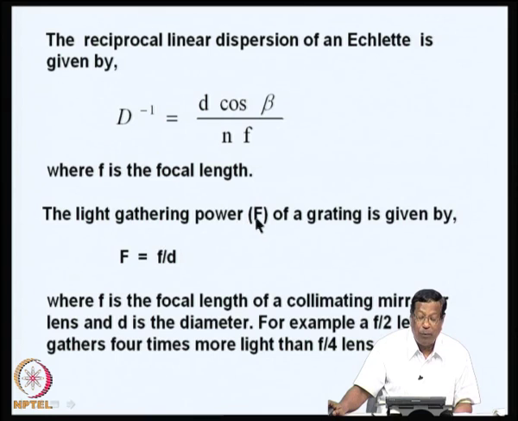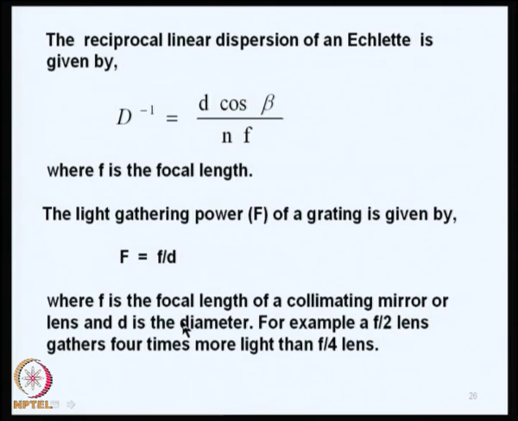So, the light gathering power of a grating is given by f by d, where f is the focal length of a collimating mirror or lens and d is the diameter. For example, an f by 2 lens gathers 4 times more light than an f by 4 lens. So, it is preferable to use as small an f number as possible, f by 2 or f by 1, compared to f by 4, because you would be collecting more radiation by using f by 2.